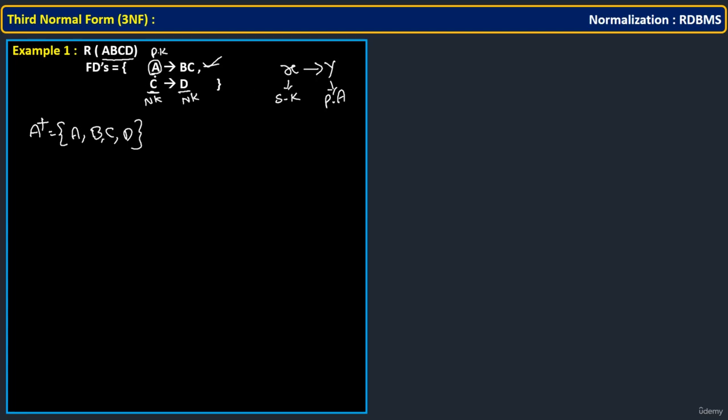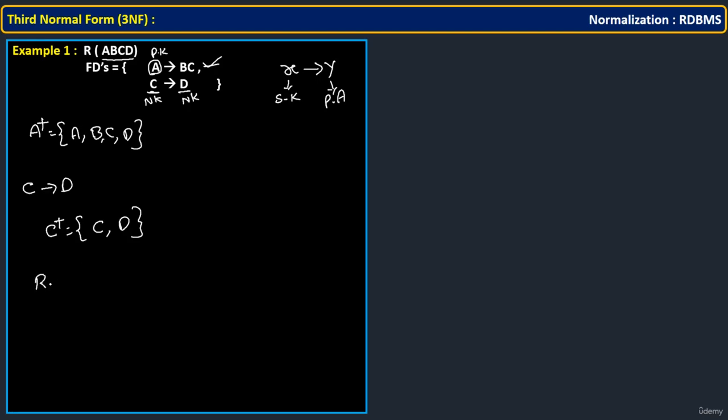So this is a transitive dependency, right? A derives C, C derives D. That is why, for this, try to find the C closure. If you find the C closure, C derives D. So these two only, right? Now what is going to happen?